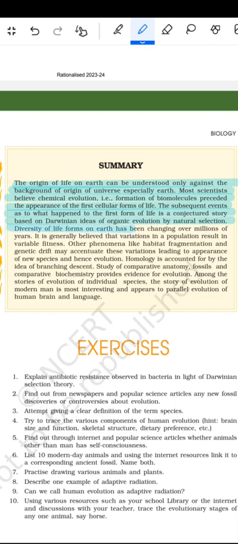The diversity of life forms on the Earth has been changing over millions of years. It is generally believed that variation in the population results in variable fitness. Other phenomena like habitat fragmentation and genetic drift may accentuate these variations, leading to the appearance of new species and hence evolution. Homology is accounted for by the idea of branching descent. Study of comparative anatomy, fossils, and comparative biochemistry provide evidence for evolution.